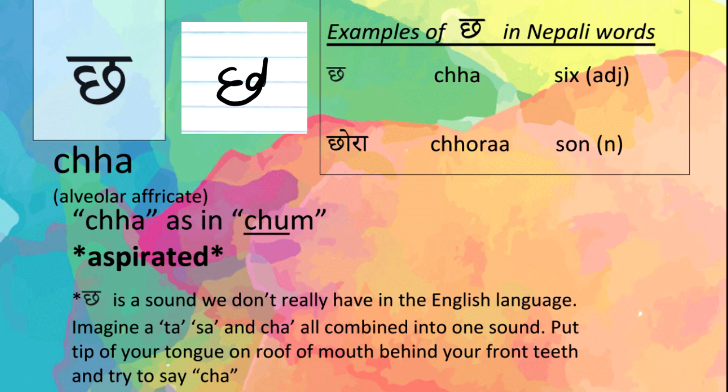Next we have tsha, the aspirated tsa. Same as the previous letter, but it's aspirated. The letter tsha by itself is actually how you spell the number 6. And also we have chora, which means son, as in your child's son.